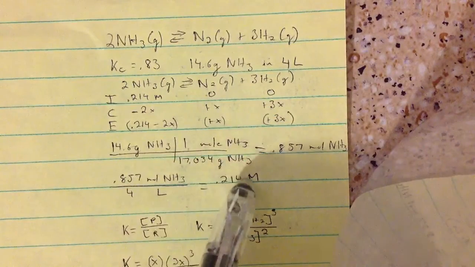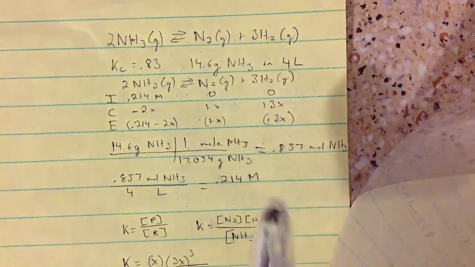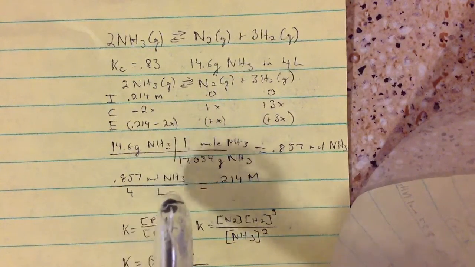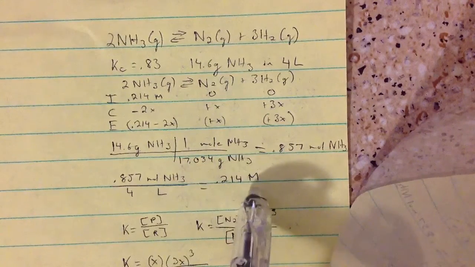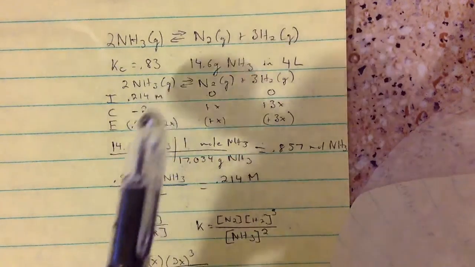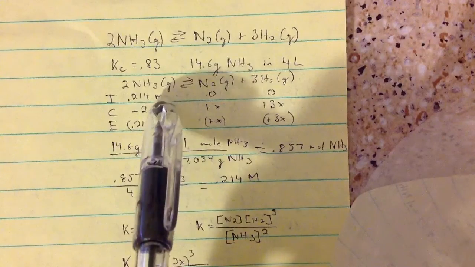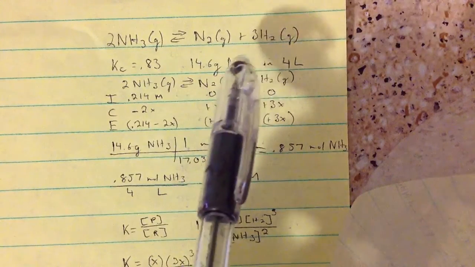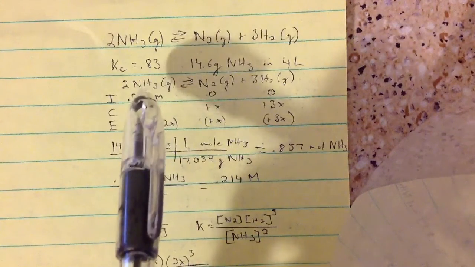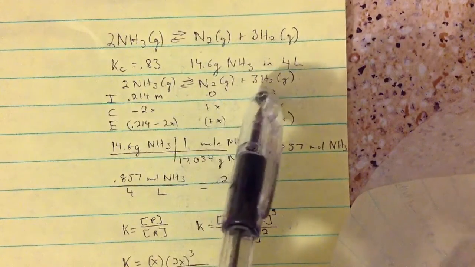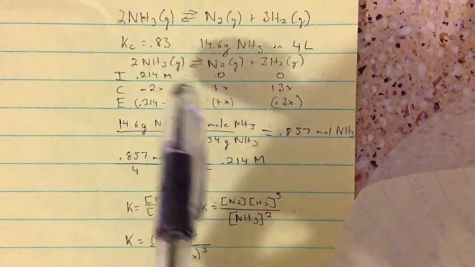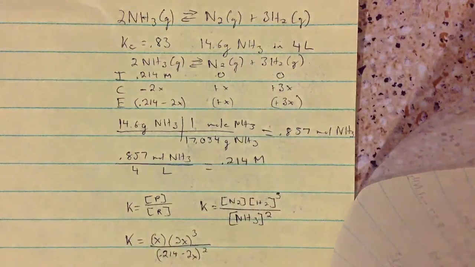So you convert it to moles. After you convert it to moles, you're still not done. You need molarity, so you divide it by 4 liters, and then you get 0.214 molarity. Now, since they only say that NH3 is put in the flask, that means the other two have to be 0 because it's the only one reacting. There's no concentrations of the others.